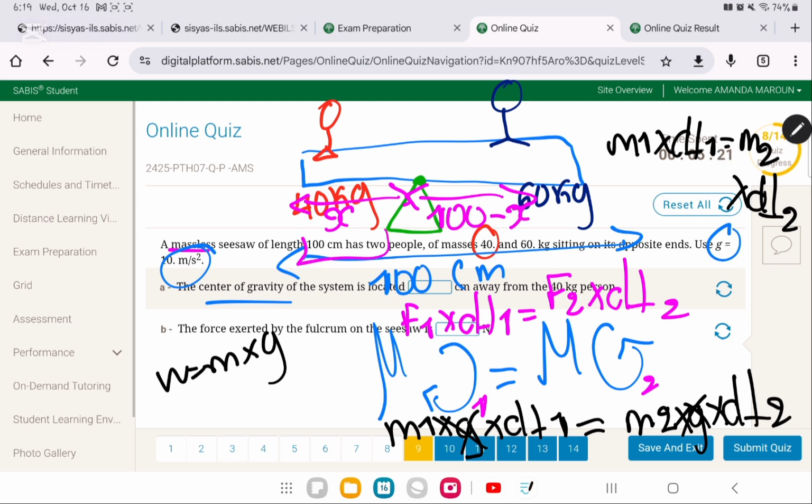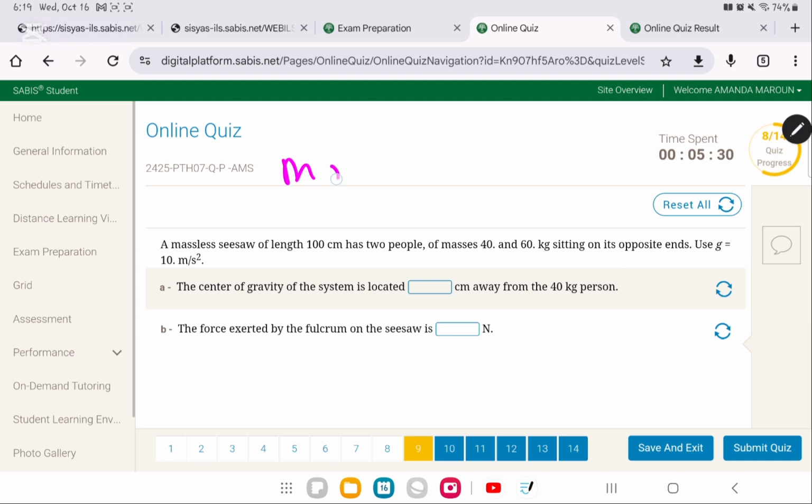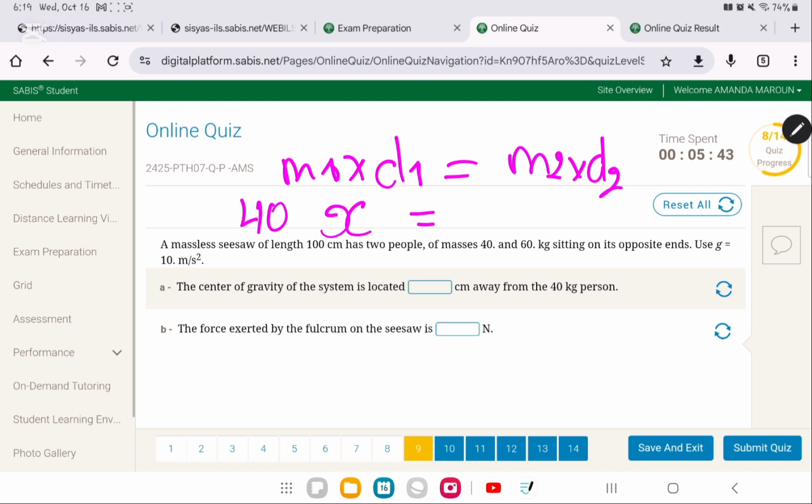So if this over here is x, then this is going to be what? This totally is going to be 100 minus x. So if we're going to substitute, we have the equation mass 1 times distance perpendicular 1 is equal to mass 2 times distance perpendicular 2. We know that the mass of the first person is 40, and we called the distance perpendicular x because we did not know what it is.